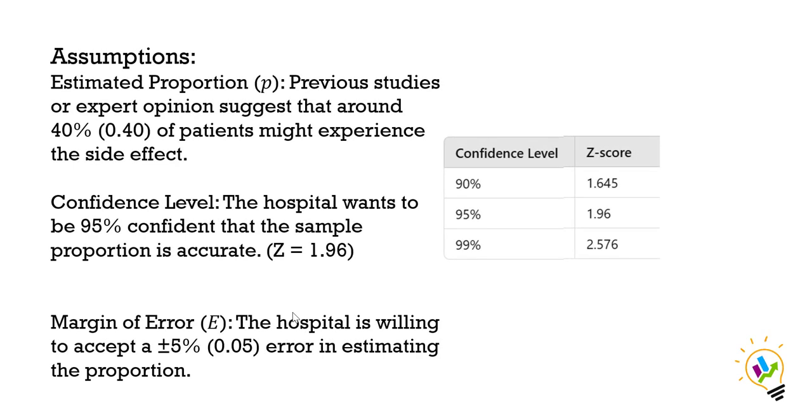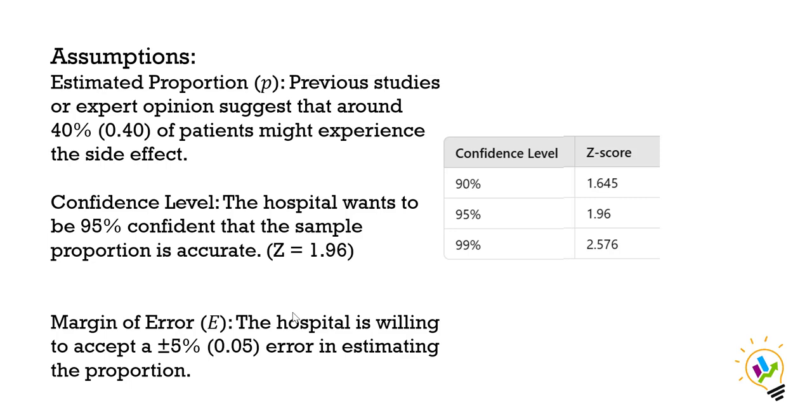Now in this case, the estimated proportion is 40%, meaning they have predicted from the previous study or expert opinion that around 40% of the patients might experience the side effect. So p value is equal to 0.40.